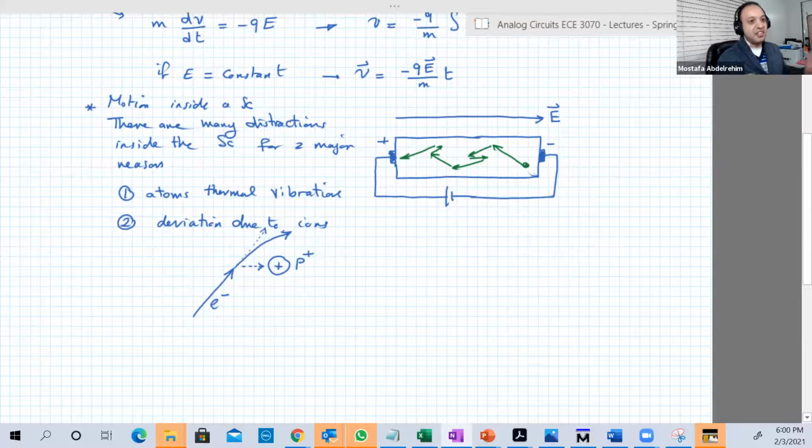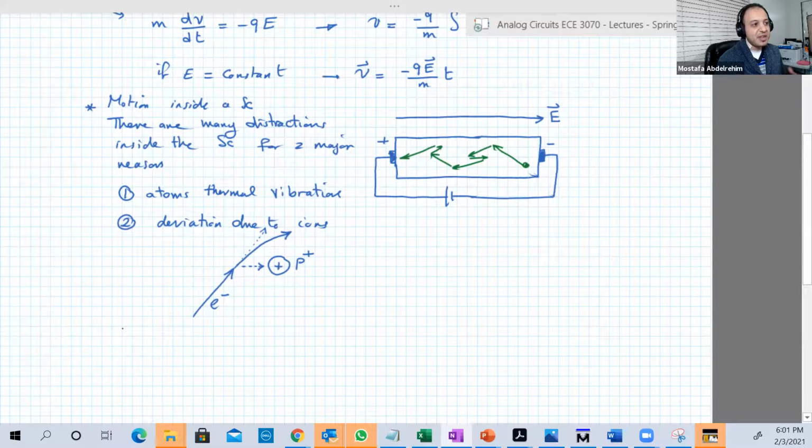A net motion. It's not straightforward, it's not a straight line like it was, and it's not in the direction of the positive ion. Okay, and we have a similar situation when we have holes and boron ions, but the boron will be negative now. So these are the two main reasons why it's not a straight line motion like in free space.